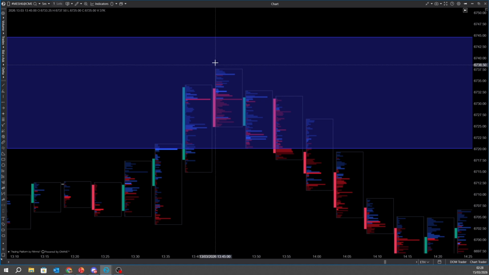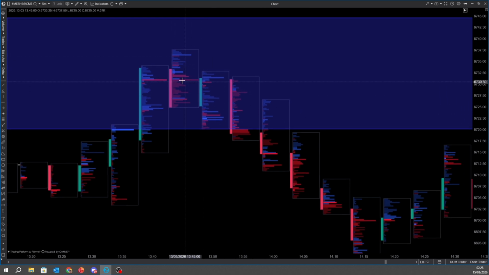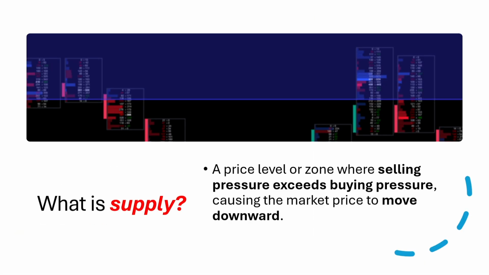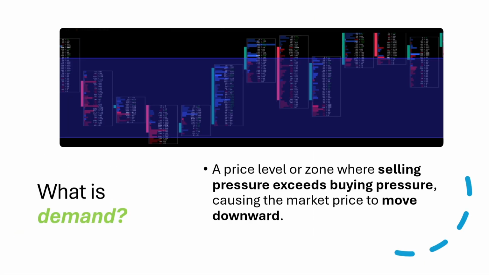So for example, if you see a lot of aggressive buy orders and we see a break to the downside, this signifies the fact that sellers are really in control. We have a supply zone, right? That's literally what's going on. So that represents what's going on here, right? So supply outstrips demand, right?